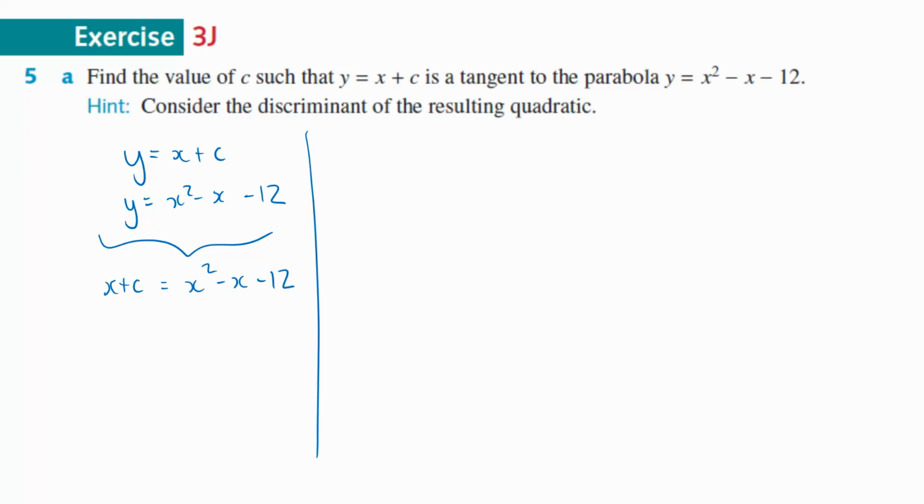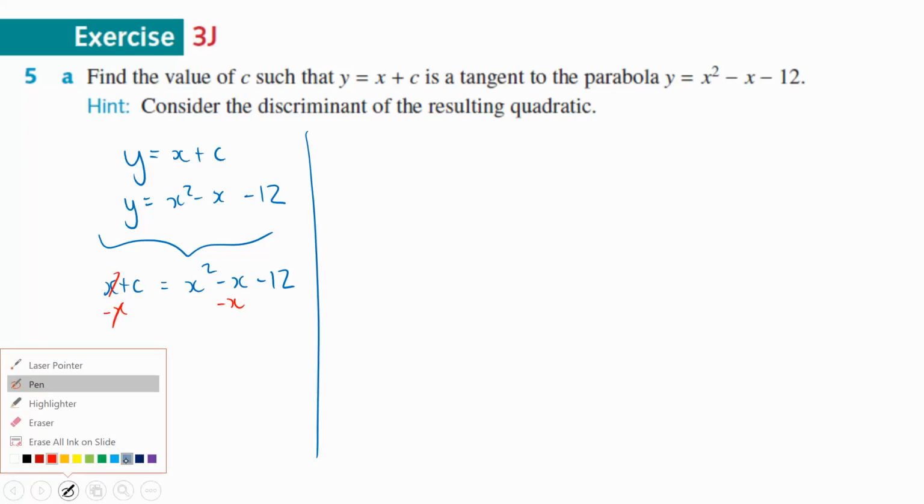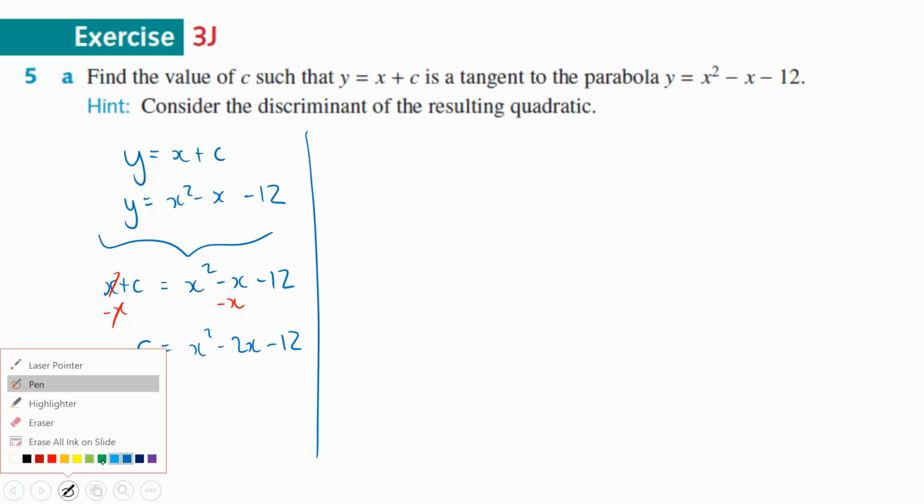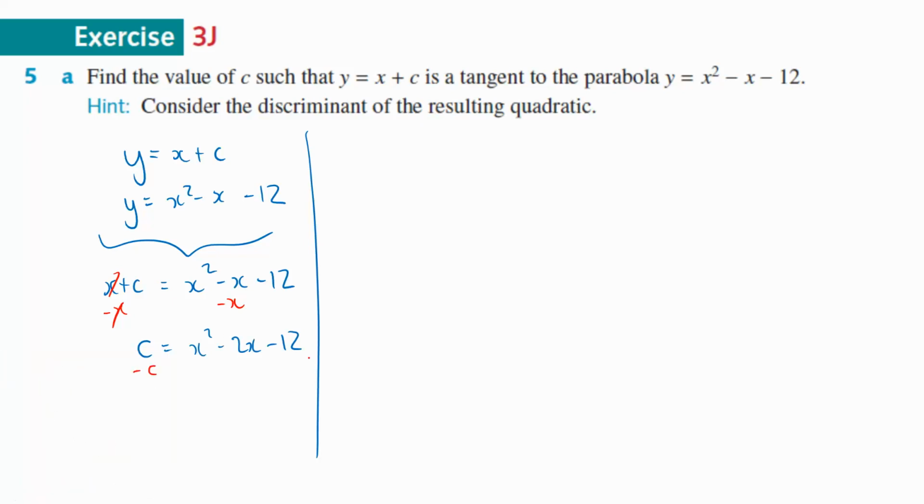Now this looks different to what you were doing before just because you have a c in there. But it's the same technique. See, if I minus x on both sides, that cancels out. I get c is equal to x squared minus 2x minus 12. Okay, I'm just minusing x on both sides. Nothing scary, yeah? Then I say, subtract c on both sides, and this is what I'm going to get. 0 equals x squared minus 2x minus 12 minus c.